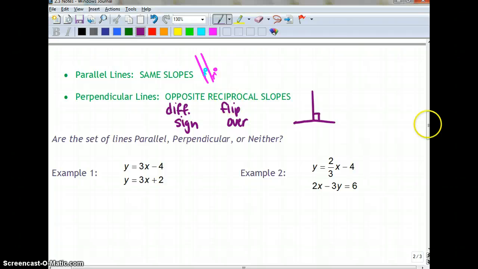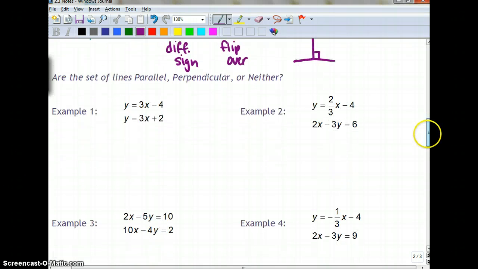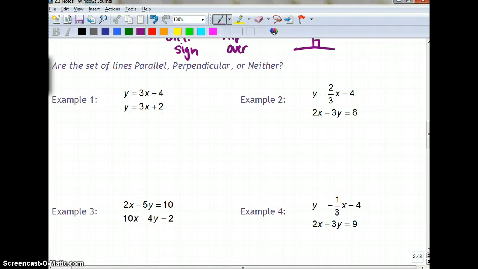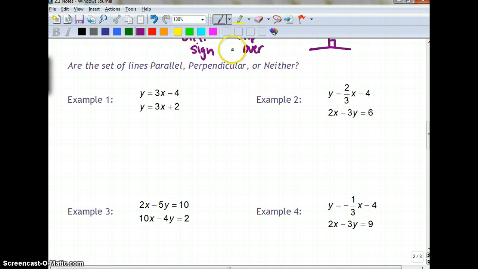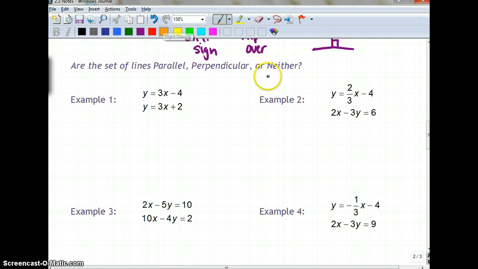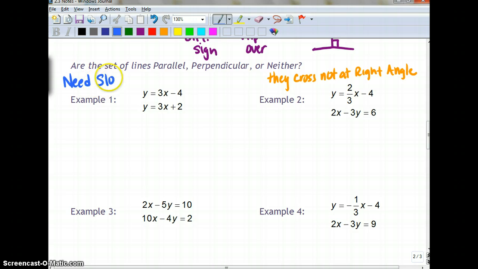So if they give you, like example number 1, 2 equations, and they ask you if the lines are parallel or perpendicular, or maybe they're neither, which would mean that the lines are going to cross, but they would not cross at a right angle. Okay? So this would be they cross not at a right angle. So the two guys would run into each other. Well, what we need to know is we need to know the slopes. So in every one of these problems, we need to know the slope. Well, depending on what they give you, you could tell me the slope.